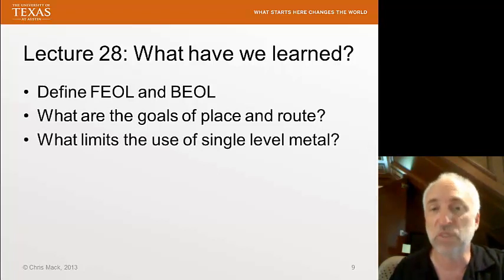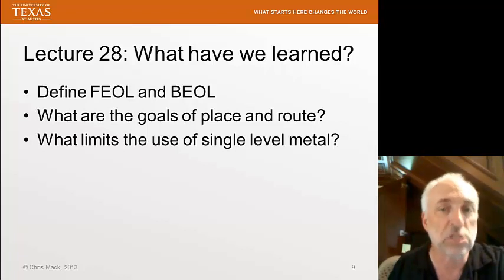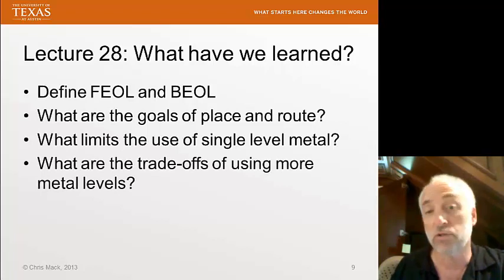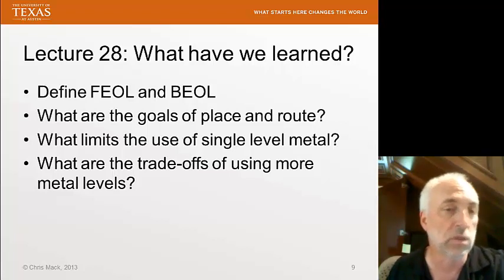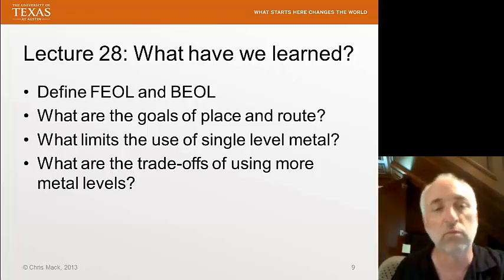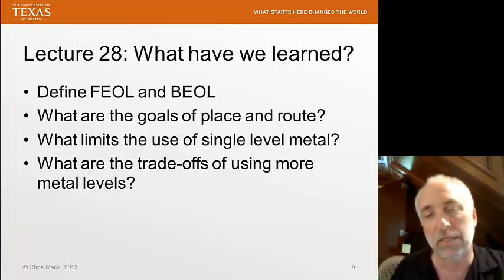Why have we stopped using single layers of metal? What are the limits of using just a single level of metal? And what are the trade-offs of using more metal levels? If one isn't good and we want 2, well, won't 3 always be better than 2? Well, what's the trade-off? When do we reach the optimum level of the number of metal layers? Well, that's our introduction to Interconnect for our devices. Part 2 of Interconnect coming up next.